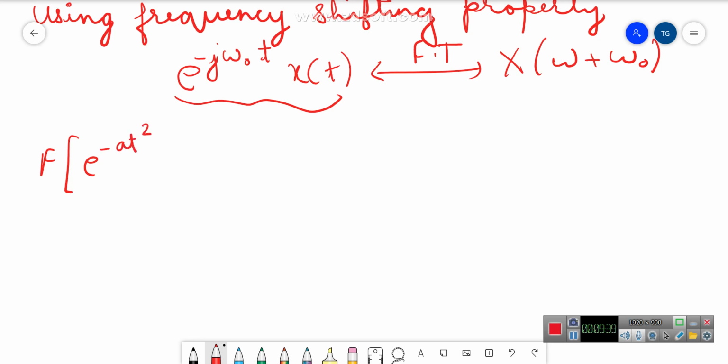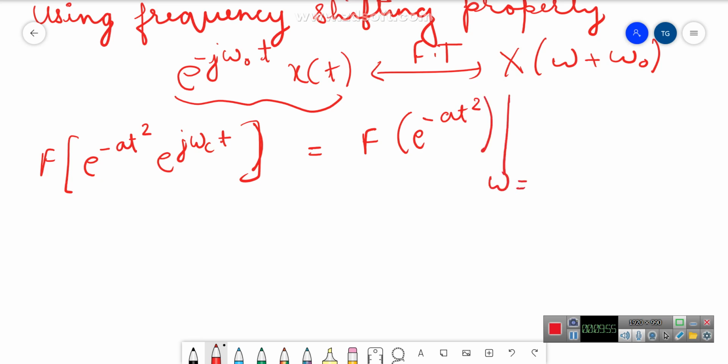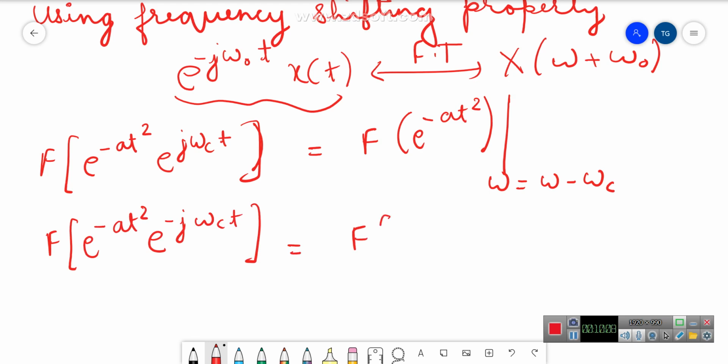So e to the power minus at square e to the power j omega ct can be written as the Fourier transform of only e to the power minus at square at omega equals omega minus omega c, and the Fourier transform of e to the power minus at square e to the power minus j omega ct can be written as the Fourier transform of e to the power minus at square at omega equals omega plus omega c.